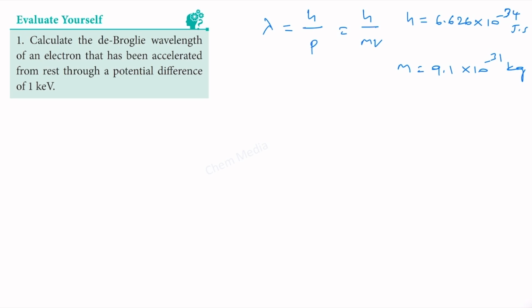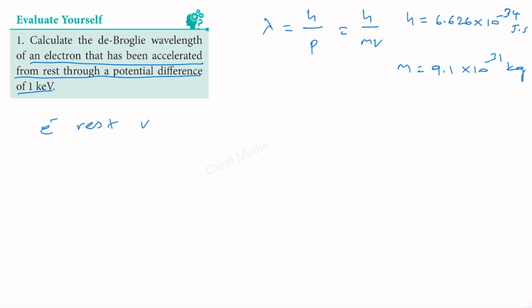What is the velocity of electron here? That is not given directly in this question. It is mentioned in an indirect manner which we need to figure out. What is mentioned in the question? An electron that has been accelerated from rest through a potential difference of 1 kilo electron volt. This means that when we don't apply any potential difference, the electron is at rest, and that means its velocity is 0, because we have an electron that is at rest.